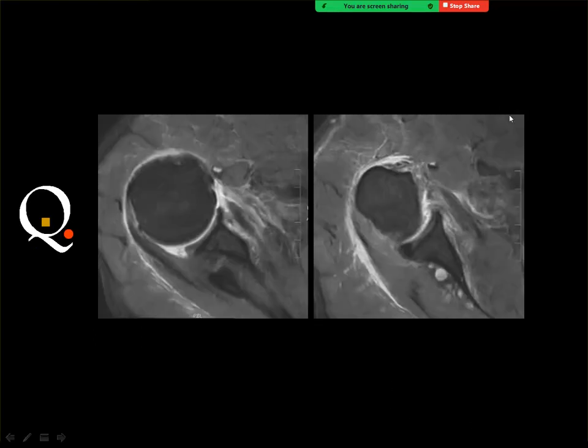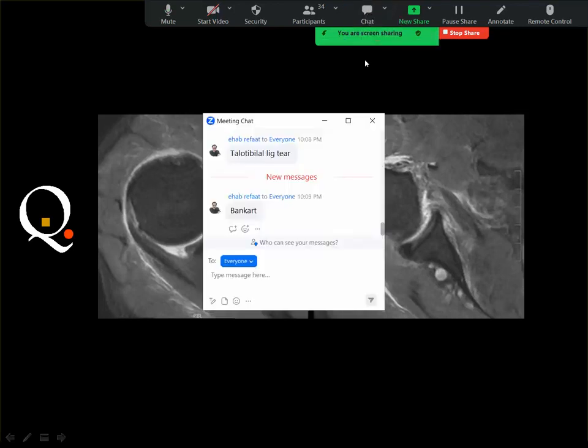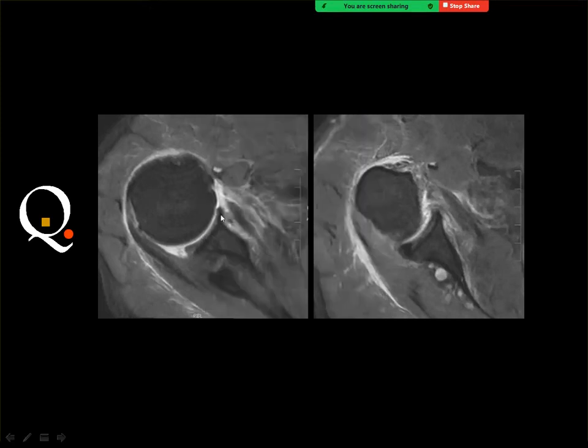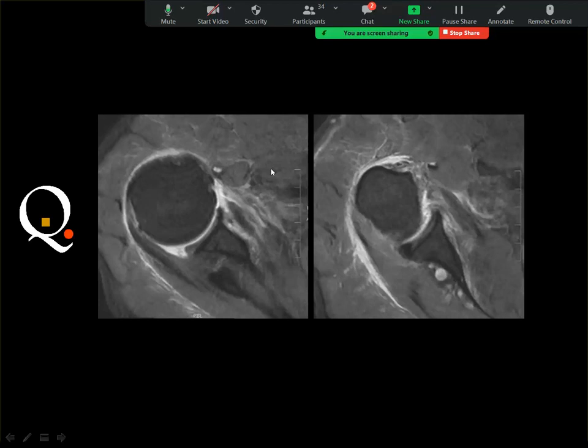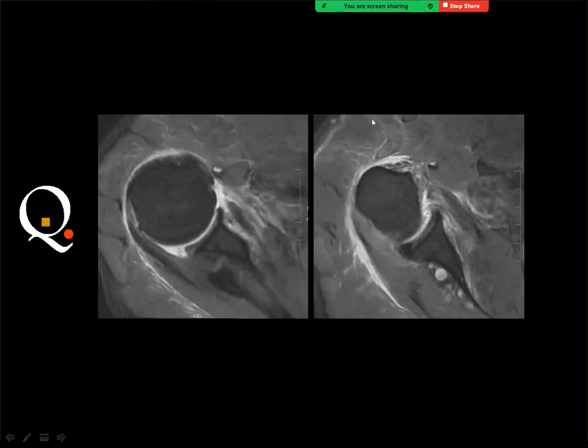Next case is an axial MRI of the shoulder, STIR images. No, this is not Bankart lesion. The anterior labrum is intact, but the affected structure is the subscapularis tendon, and the subscapularis tendon is torn.